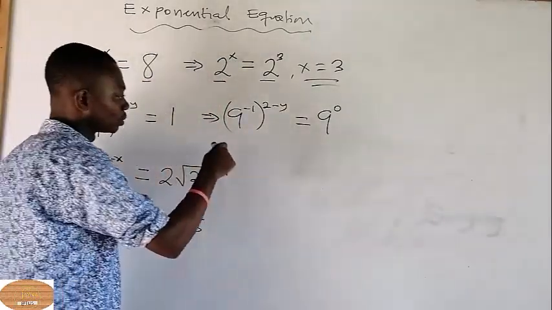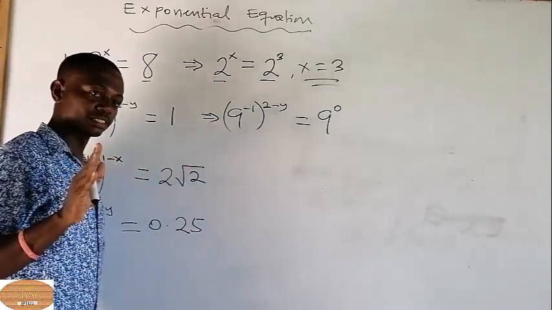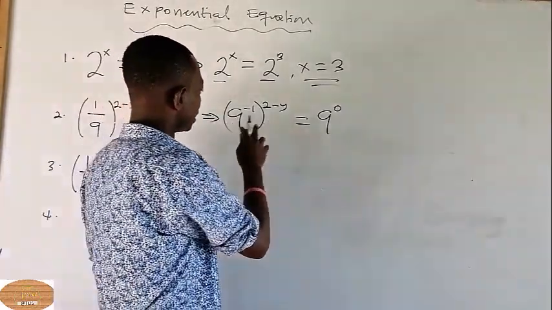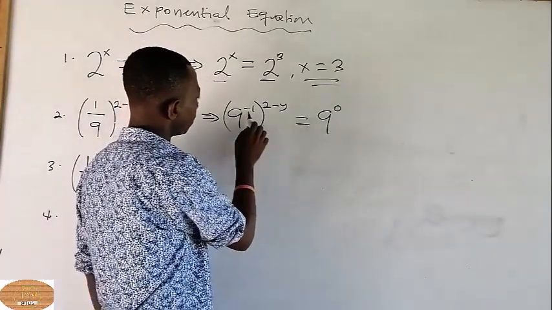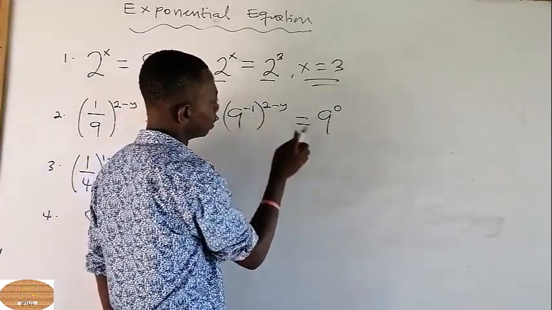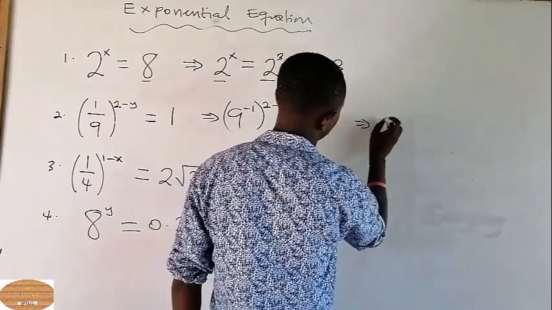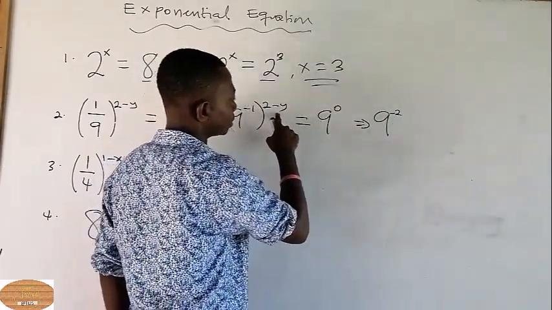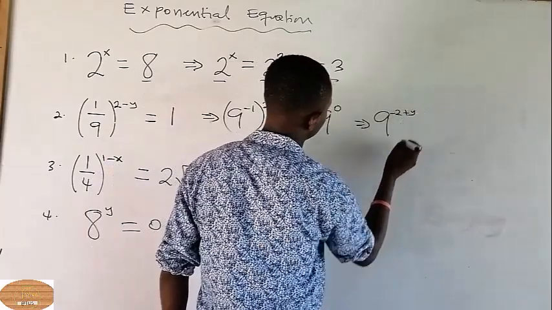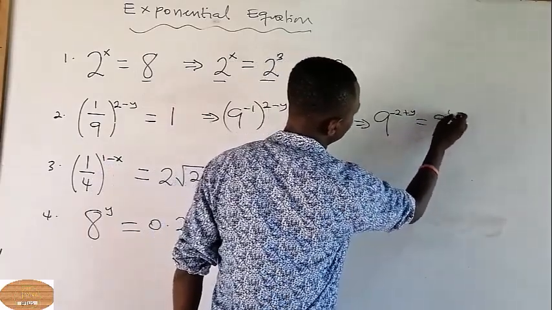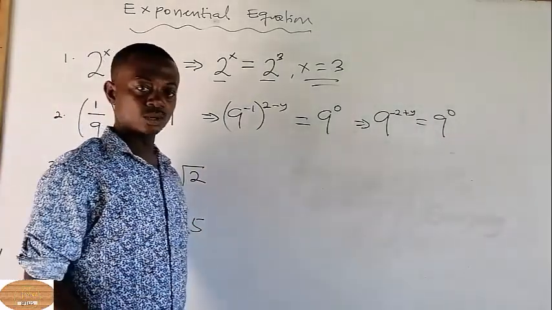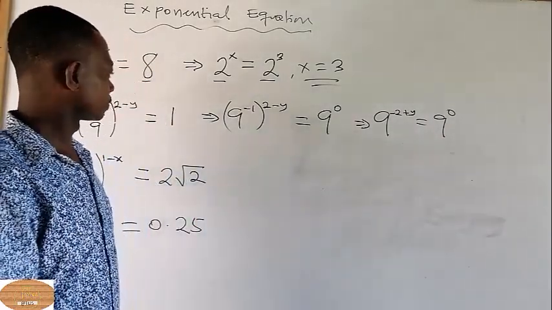I'm using 9 because I want to get equal bases. Alright, that's why I'm using 9. So with this one, I can deal with the exponent. So minus 1 times 2, I'll get minus 2. So 9 to the power minus 2. Then minus 1 times minus y, I'll get plus y, equals 9 to the power 0. Alright, so I have equal bases, so I can equate the exponents.